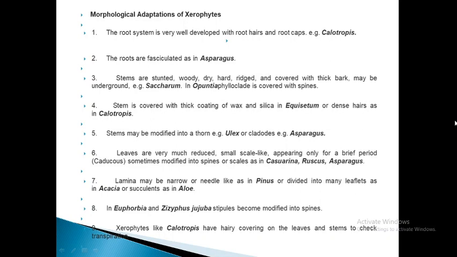In Euphorbia and Ziziphus zizyphus, stipules become modified into spines. Xerophytes like Calotropis have a hairy covering on the leaves and stems to check transpiration.